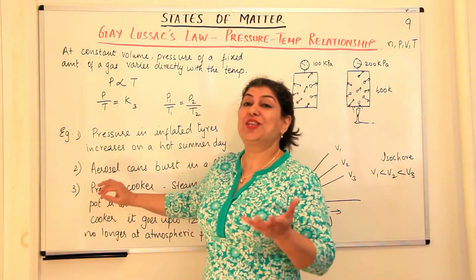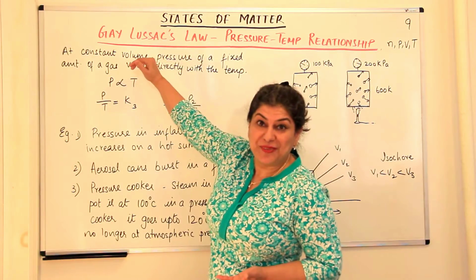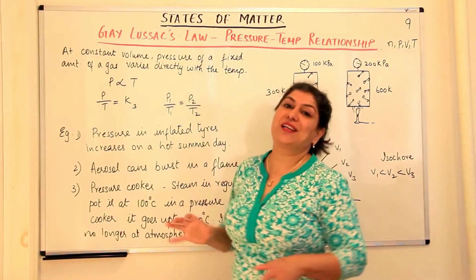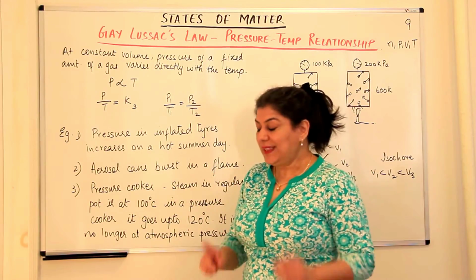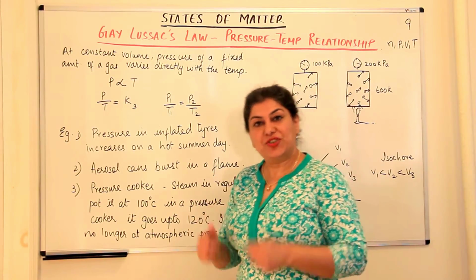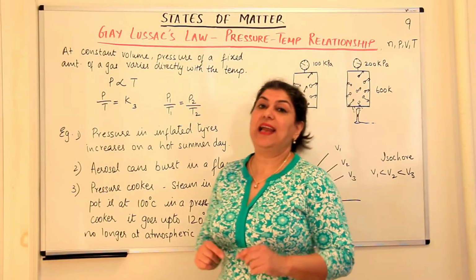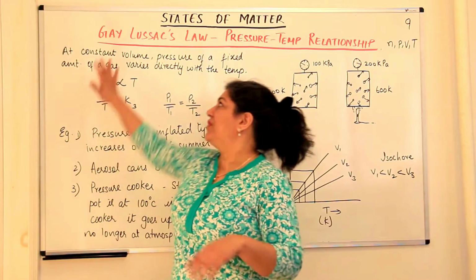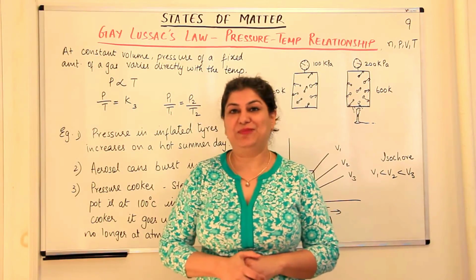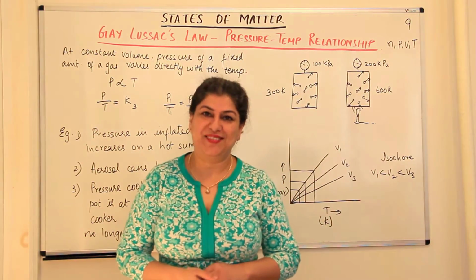So what is the law that we are using in a pressure cooker? We are using Gay-Lussac's law to cook food faster in a pressure cooker. Now I have planned a demonstration for you too, but for that I'll have to take you to the kitchen. So just one more demonstration to explain Gay-Lussac's law. Bear with me, I'll be back in a minute.